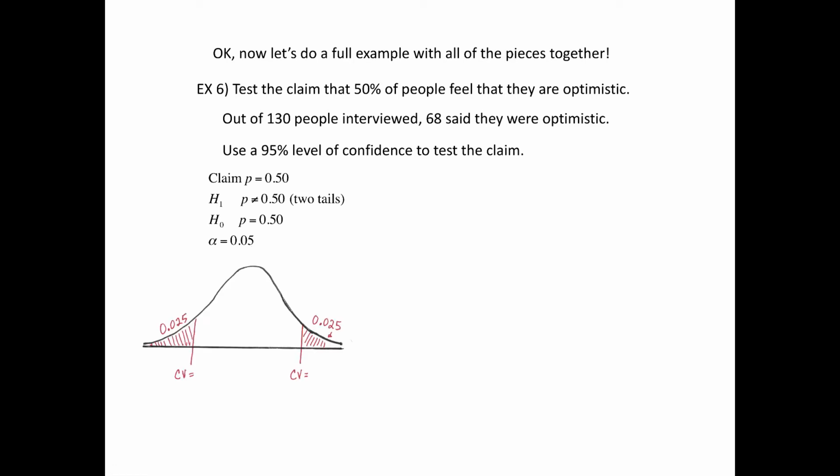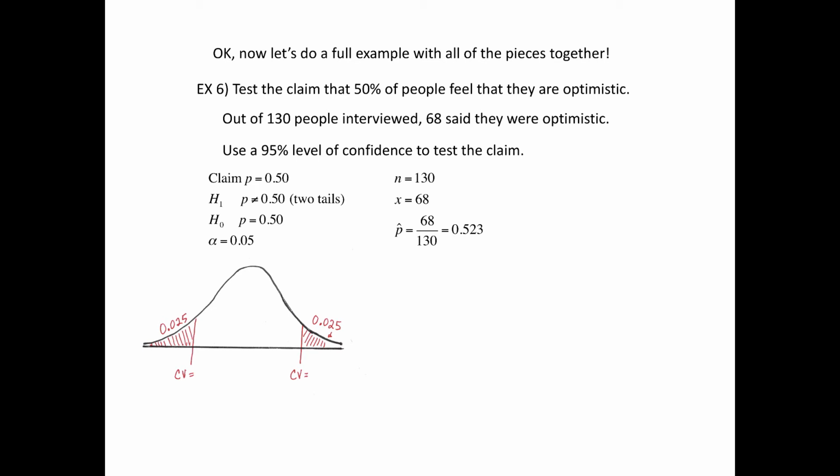So I draw the picture, shading in the two tails. Because alpha equals 0.05, if you cut that in half, it would put 0.025 on one side and 0.025 on the other side. Then it was n equals 130 people. 68 said that they are optimistic. So if you divide those two, it's actually 52.3%, or as a decimal, 0.523.